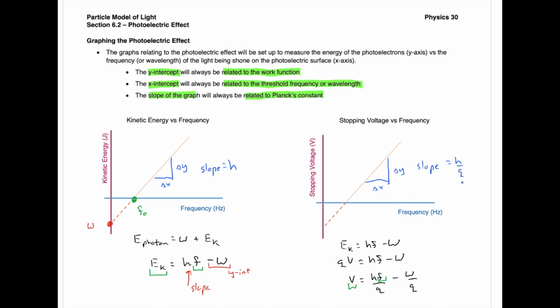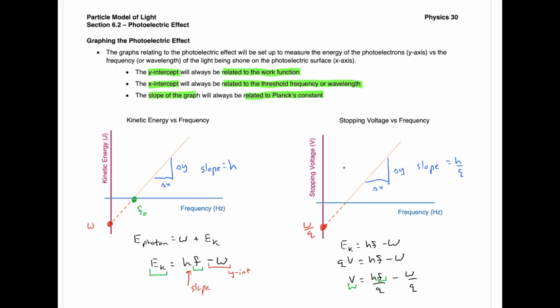But my q is a known value. It's the 1.6 times 10 to the negative 19. So I can put in my slope value, multiply it by q, and that'll give me the Planck's constant there. In terms of the work function, anything added or subtracted is going to be my work function. And so that's going to be w over q. So I'll have that divided factor with the 1.6 times 10 to the negative 19.